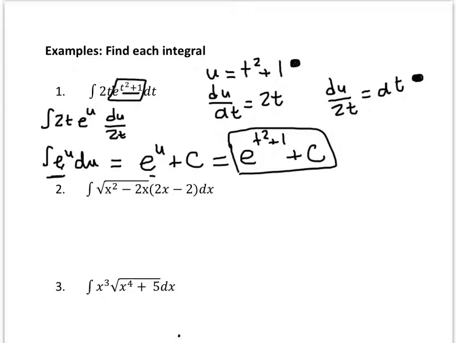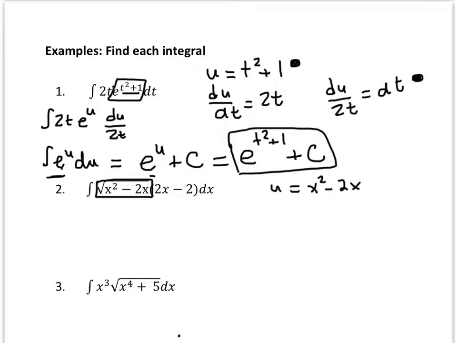Let's look at the second example here. So again, I see a product, square root of x squared minus 2x times 2x minus 2. I have parentheses there even to draw my attention to that product. This is the function that's the composition, the square root of x squared minus 2x. I want u to be just the thing that's on the inside of that, so just x squared minus 2x.